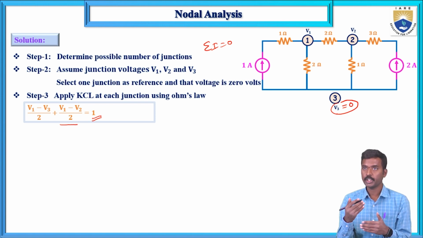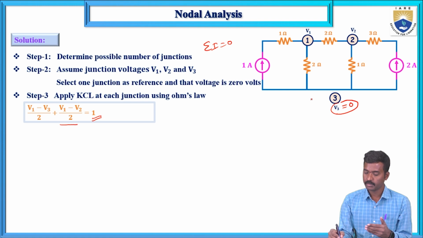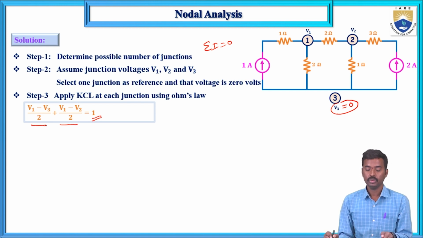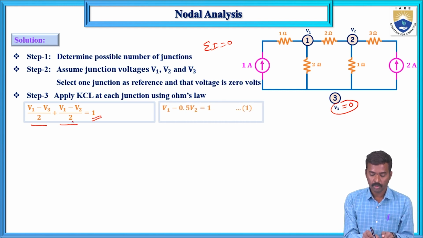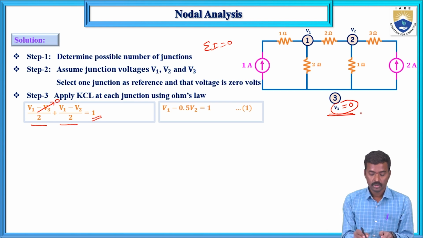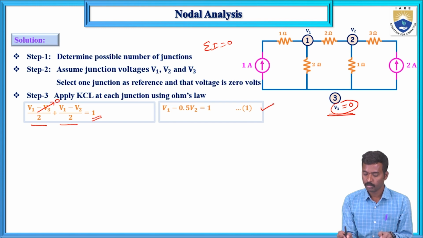Current equals voltage by resistance. Here the potential is V1 and here the potential is V3. The potential difference by resistance is known as current. Now if you simplify this: V1 times (1 by 2 plus 1 by 2), that is 1 V1, and the V3 value is 0, since this reference voltage is 0. Next, minus 0.5 V2 is equal to 1. This is equation number 1.